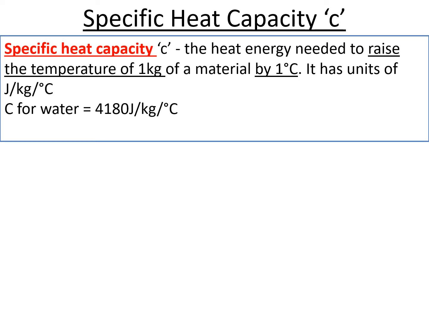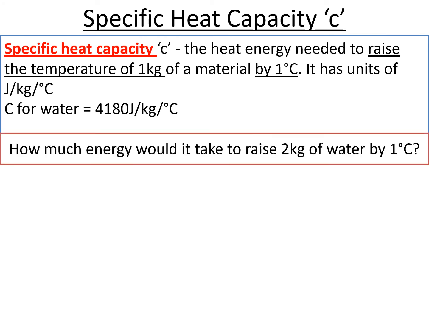Okay, so let's check to see if you've understood what we've been talking about with specific heat capacity. So given the specific heat capacity of water is 4,180 joules per kilogram per degree Celsius, now you're not expected to remember that number because it will be given to you on a data sheet. So here's the first one. Try it, pause the video. How much energy would it take to raise 2 kilograms of water by 1 degree Celsius?